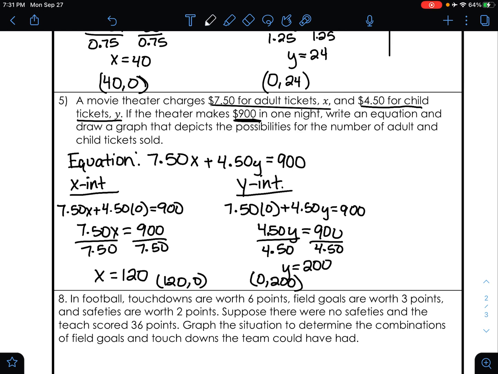So again, the x-intercept tells me how many adult tickets can be bought with no children's tickets. The y-intercept tells me how many children's tickets are bought without any adult tickets. And then the graph would represent anything in between and those combinations. So if I plot it, it would look something like, let's say this is 120, and then this would be 200, and everything in between is the combinations that you can buy for adult and children's tickets.